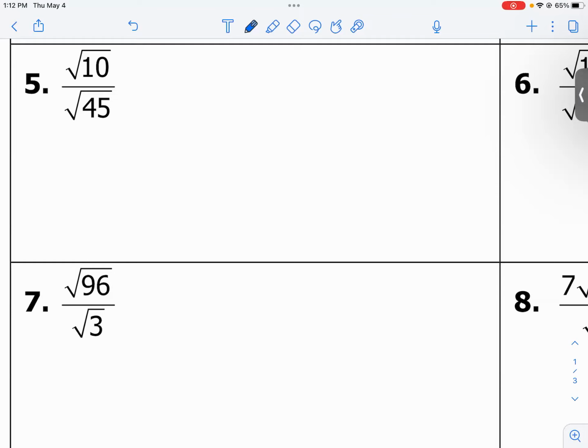Bring a marker, bring an eraser. I haven't told you how to do these problems, but I think you can figure it out. There's one right here. We did that problem.